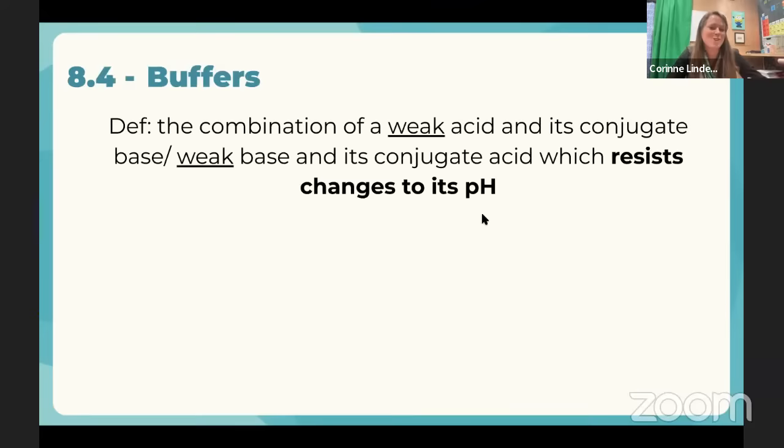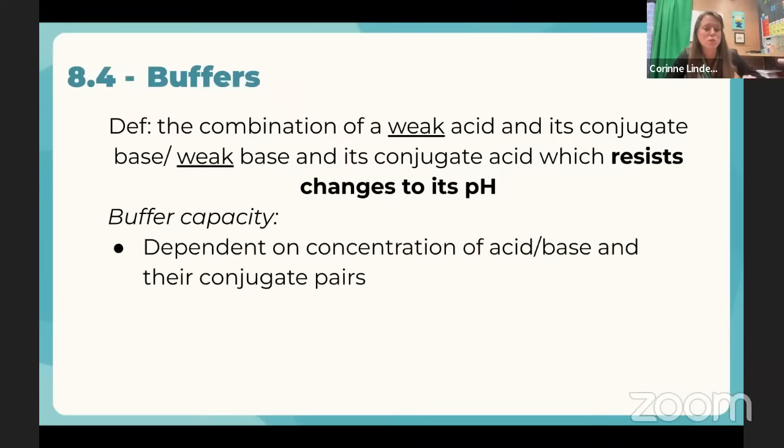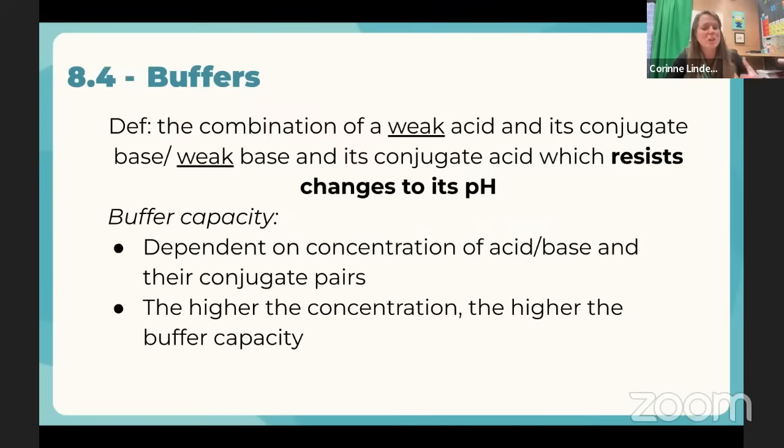The other thing associated with this is buffers. Buffers can be the combination of a weak acid and its conjugate base, or a weak base and its conjugate acid. It is never going to be a strong acid or a strong base. So, weak acid and its conjugate base, or weak base and its conjugate acid. And the system is going to resist changes to its pH to a certain extent. So let's talk about how this actually works.